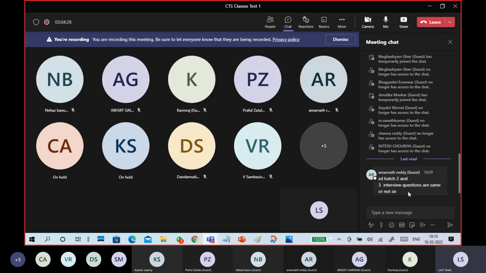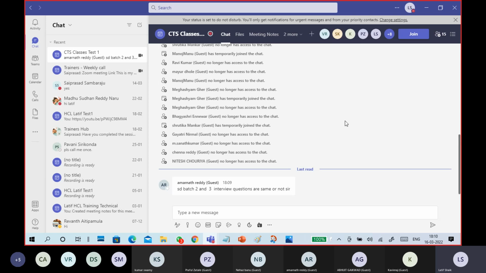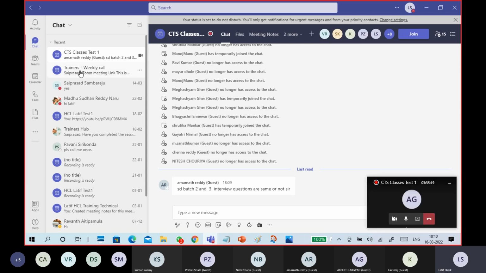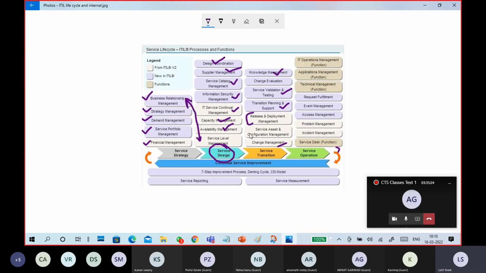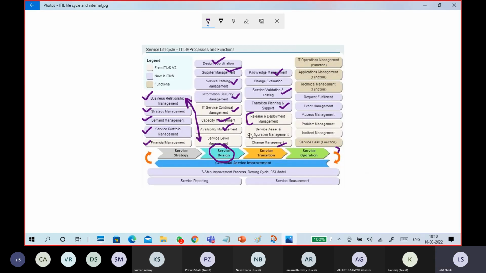Sir, are the SGD batch 2 and 3 interview questions the same or not, sir? Okay, I shared them yesterday, I think. The first batch got these questions. I don't know whether they will ask the same questions or not. Once your training is completed and there is a discussion about interviews, you can ask Mithun sir or Charan sir, depending on who is talking to you at that time.